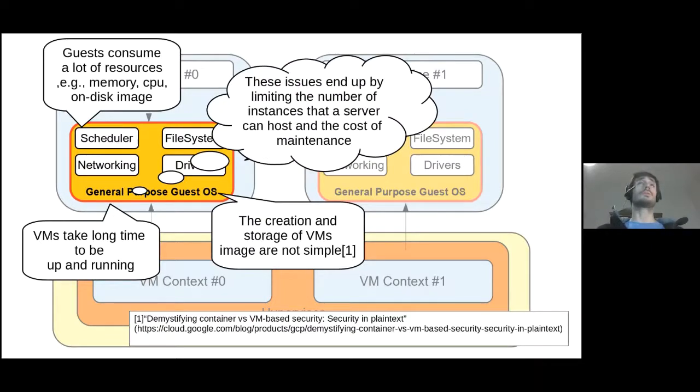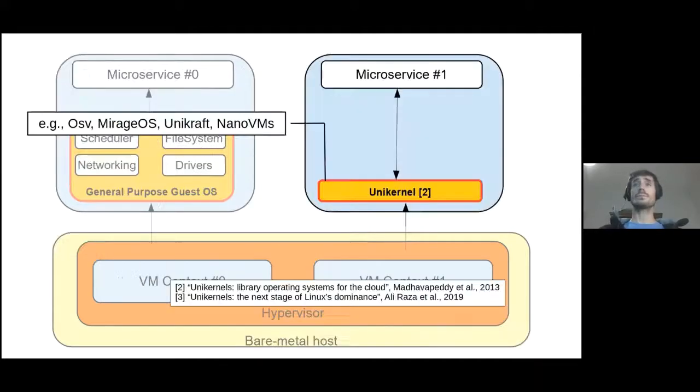So the result of consuming so many resources is that we can only host a few virtual machines per host, and in addition, the maintenance of these VMs is high. So to reduce the complexity of a general purpose OS for a dedicated task like a microservice, and at the same time leverage the strong isolation that virtual machines provide, some approaches propose the use of a unikernel to host microservices. A unikernel is when you compile the kernel with the user applications.